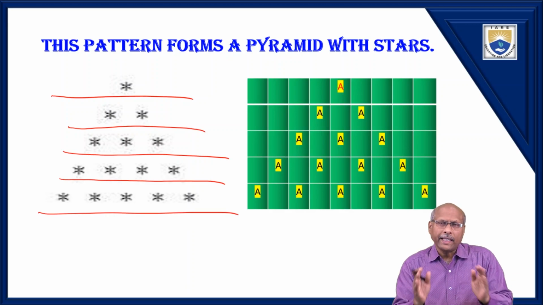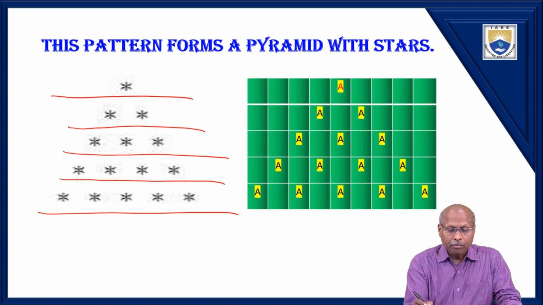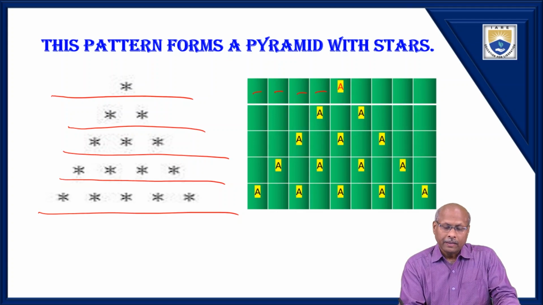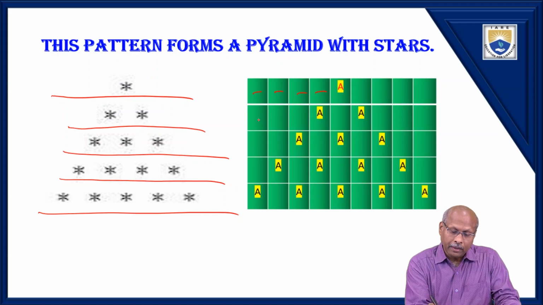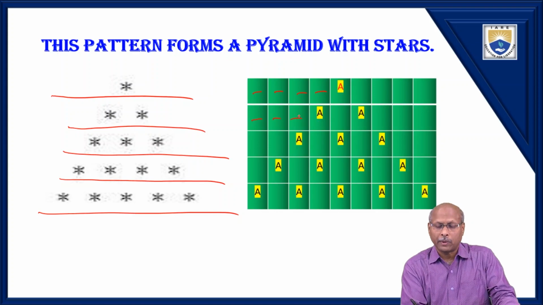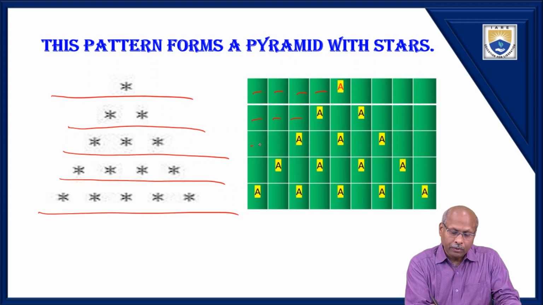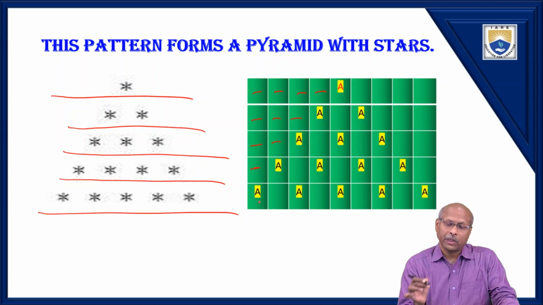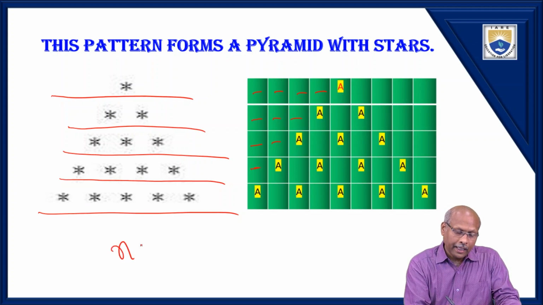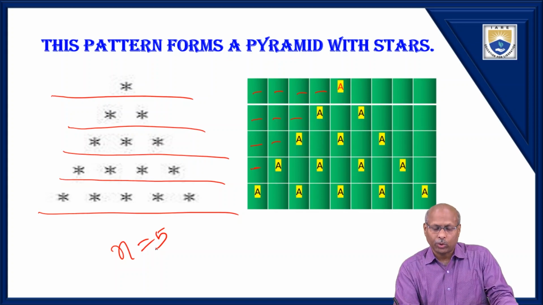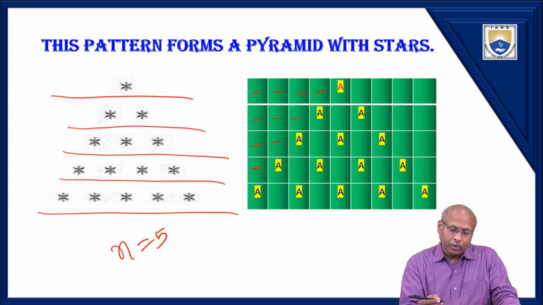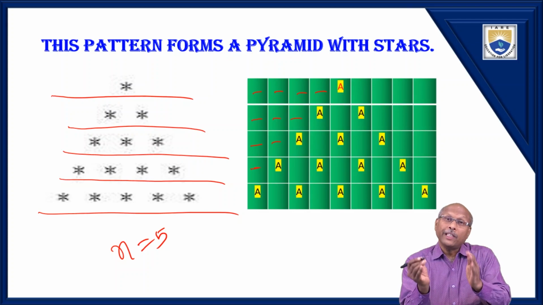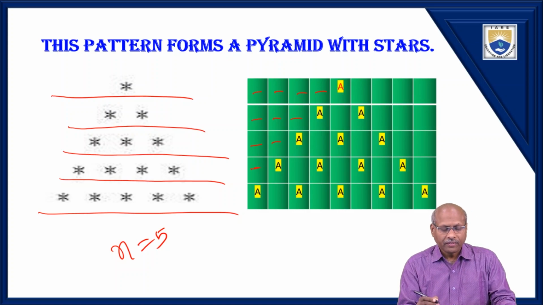But it is printing, no doubt. But if you observe here, before the first line of stars there are 4 spaces. And before the second one, there are 3 spaces. Before the third one, 2. Before the fourth one, only a single space. The fifth one has no space. So that means here n equals 5, that means the number of rows is 5. When the number of rows is known, then how many spaces should I give before each line?